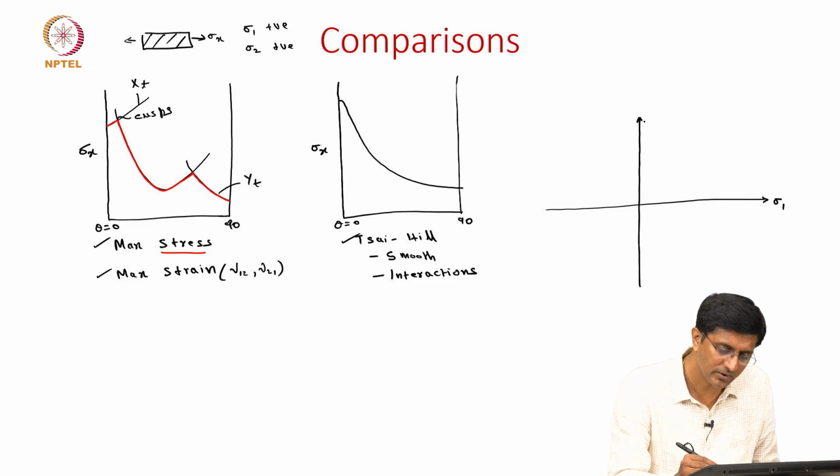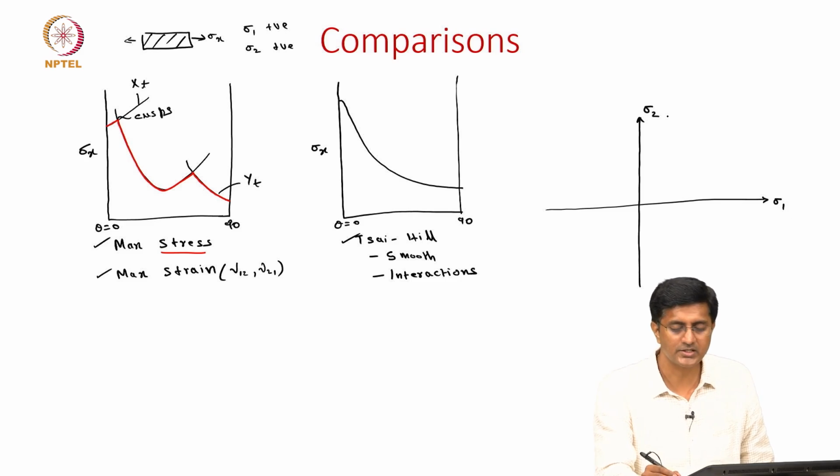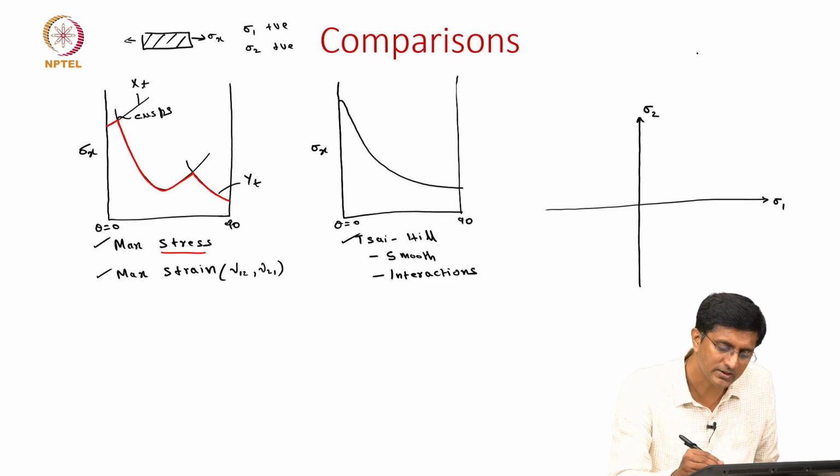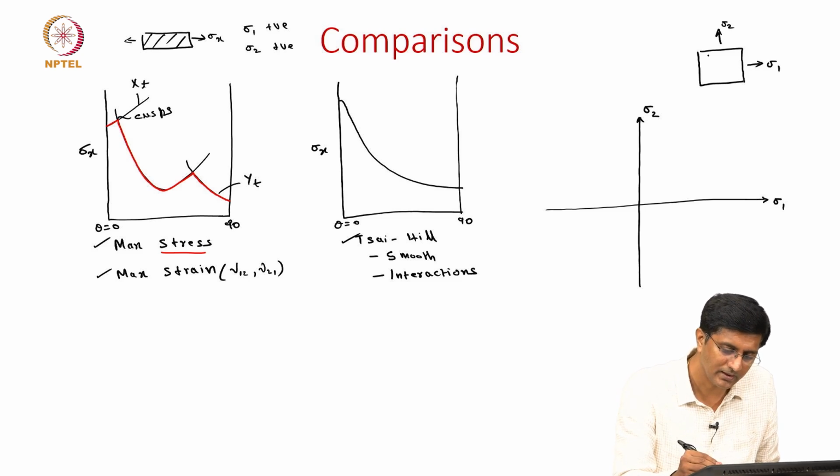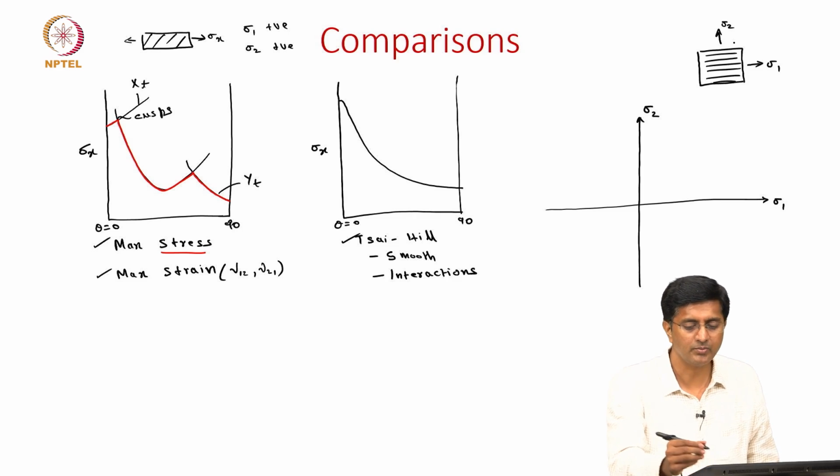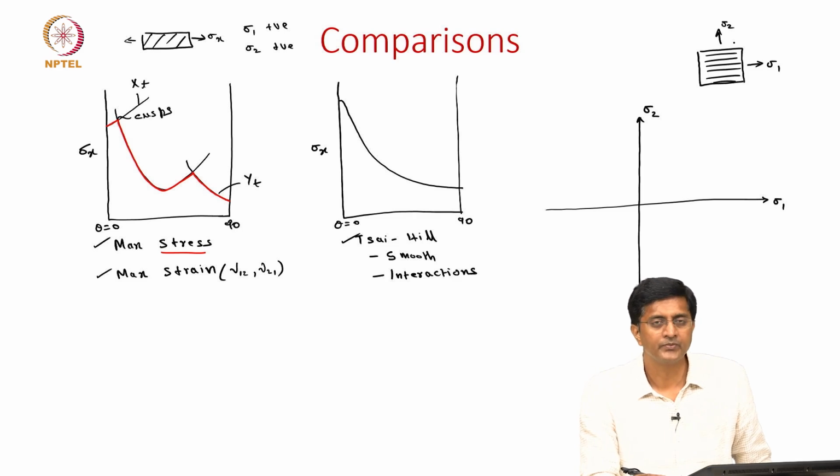What are sigma 1 and sigma 2? These are the stresses along the fibers and perpendicular to the fibers. Let's say the stress state is something like this, where we are applying sigma 1 and sigma 2, and these are the fibers. So along the fibers is sigma 1 and perpendicular to it is sigma 2.